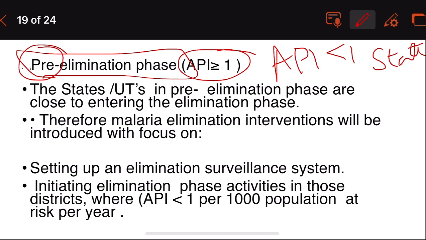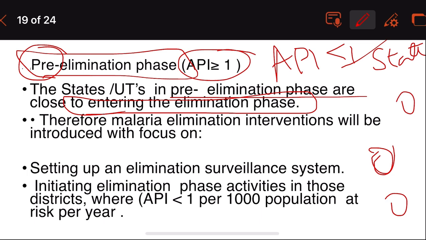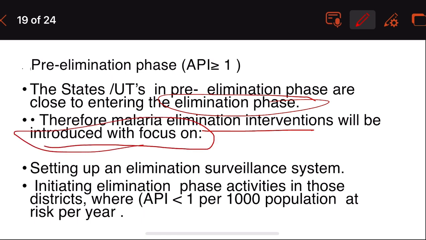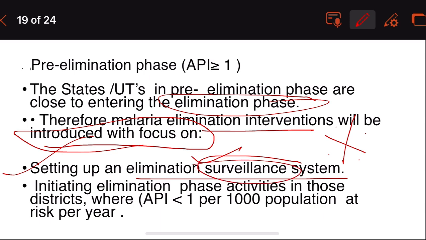The states or union territories in the pre-elimination phase are very close to entering the elimination phase. We know most of the states are having API less than 1. Just because of certain districts here and there, they are not in the elimination. So they are very close to entering category 1, the elimination phase. Therefore, malaria elimination interventions will be introduced with the main focus on setting up an elimination surveillance system and initiating elimination phase activities.